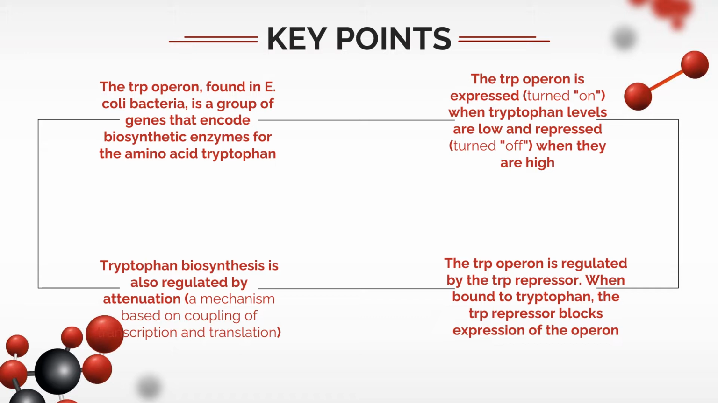Tryptophan biosynthesis is also regulated by a process called attenuation, which is based on the coupling of both transcription and translation. The trp operon is also regulated by the trp repressor, which when bound to tryptophan blocks the expression of the operon.